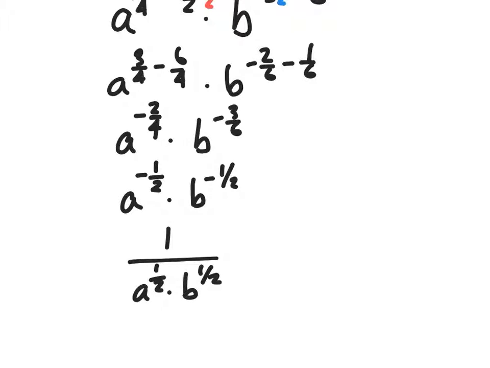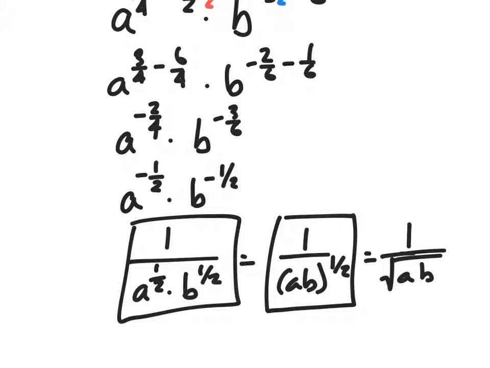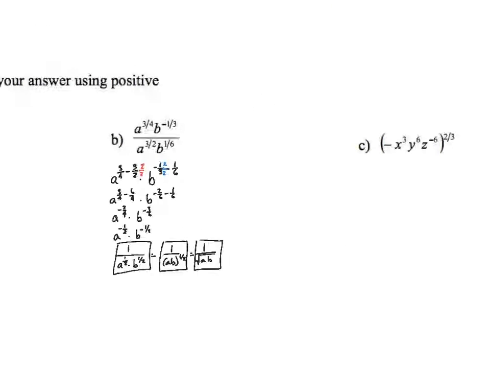Okay, and then really what I'm doing here is 1 over a times b raised to the 1/2 power, which is really just going to be 1 over the square root of ab. This is kind of the preferred one, but either one of these would be okay. They all mean the same thing, it just depends on how you want to write it.